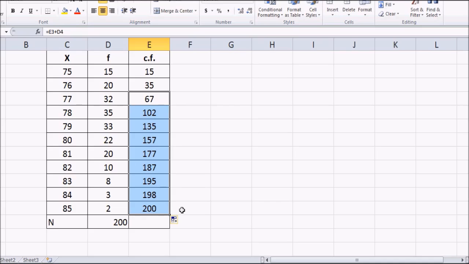Now to find the median, your n is an even number, so what we will have to do is find n by 2, and n by 2 plus 1.